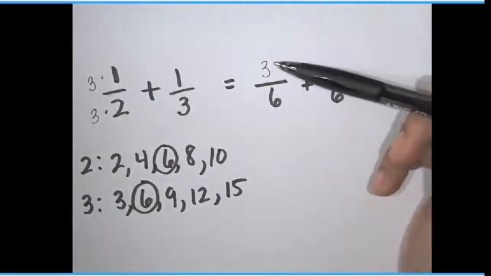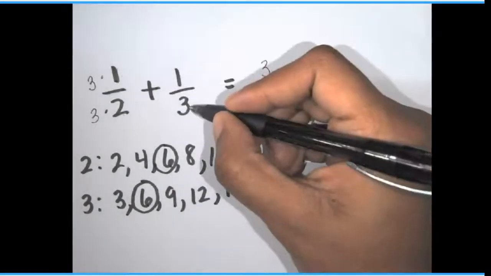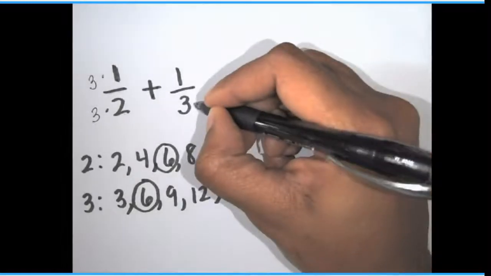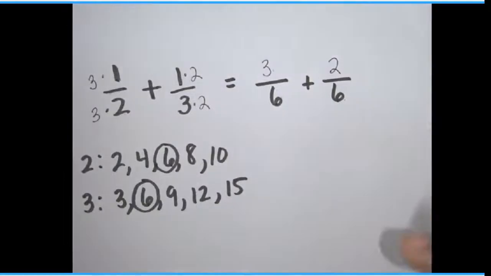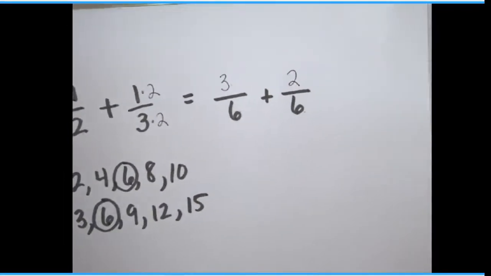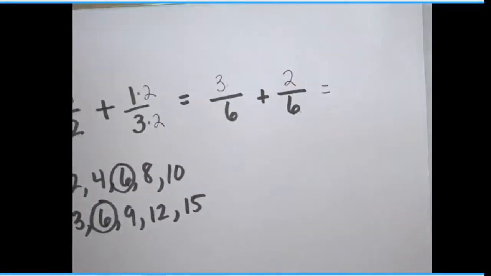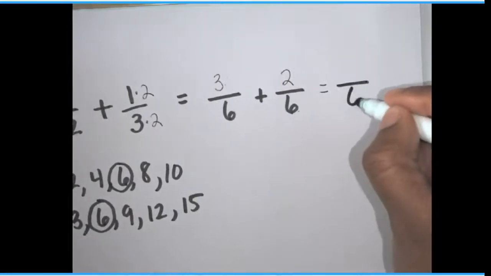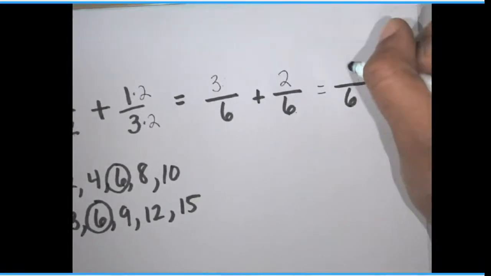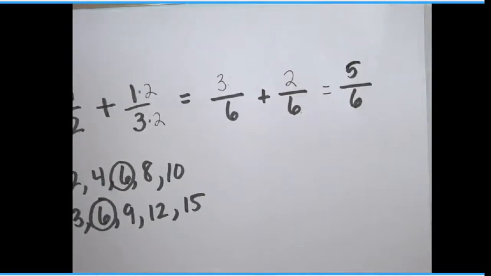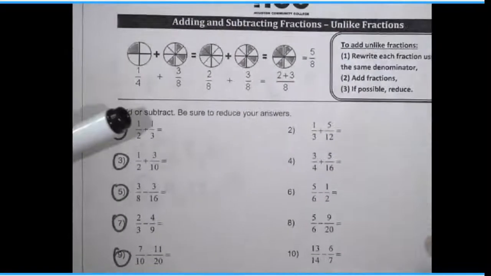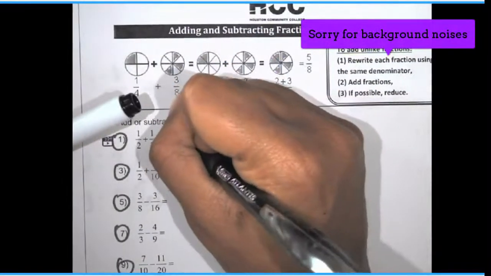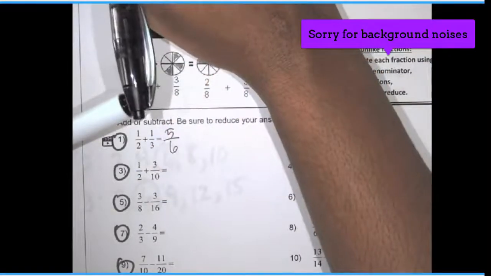They are equivalent to each other. All right, this one, I have a 3. I want to go to a 6, so I have to times 2. Do to the bottom, do to the top. So this one becomes 2/6. And so now I'm happy because my denominator is the same, and 3 plus 2 is 5. So the answer for number 1 is going to be 5/6.